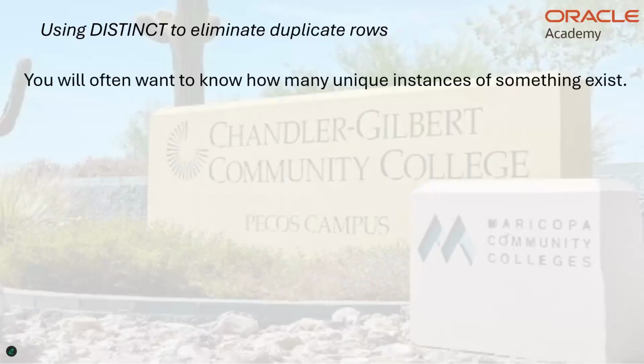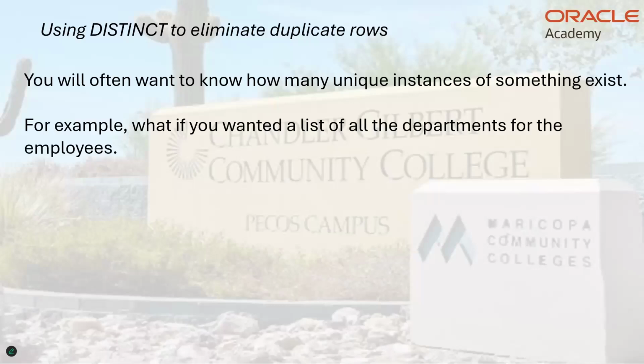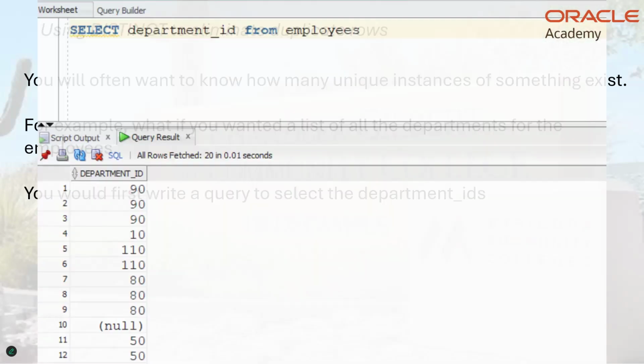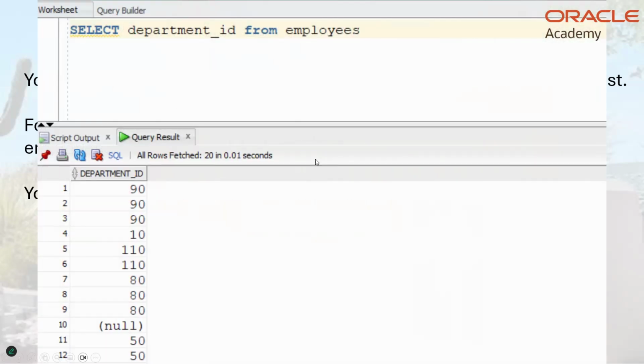Basically you use this to provide a list of unique instances in your table. For example, if you want a list of all departments for employees, generally you can get that pretty easy, especially in our database. But you would first write a query to select department IDs like this. This is from the employees table, correct? Select department IDs. So you see there's some duplicates in there, right? Because there are several employees in that department. That's why you have more.